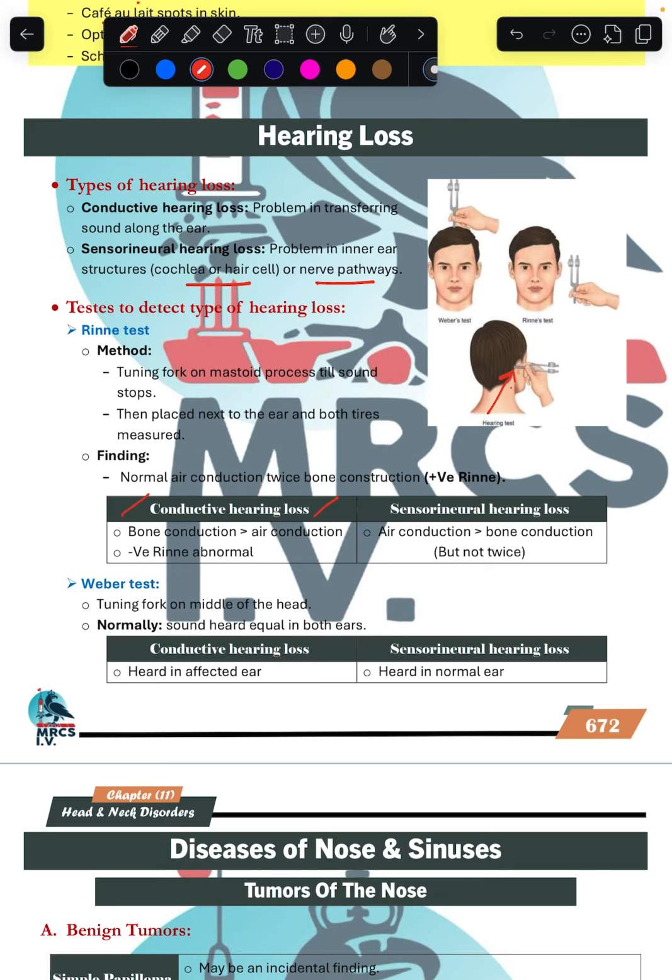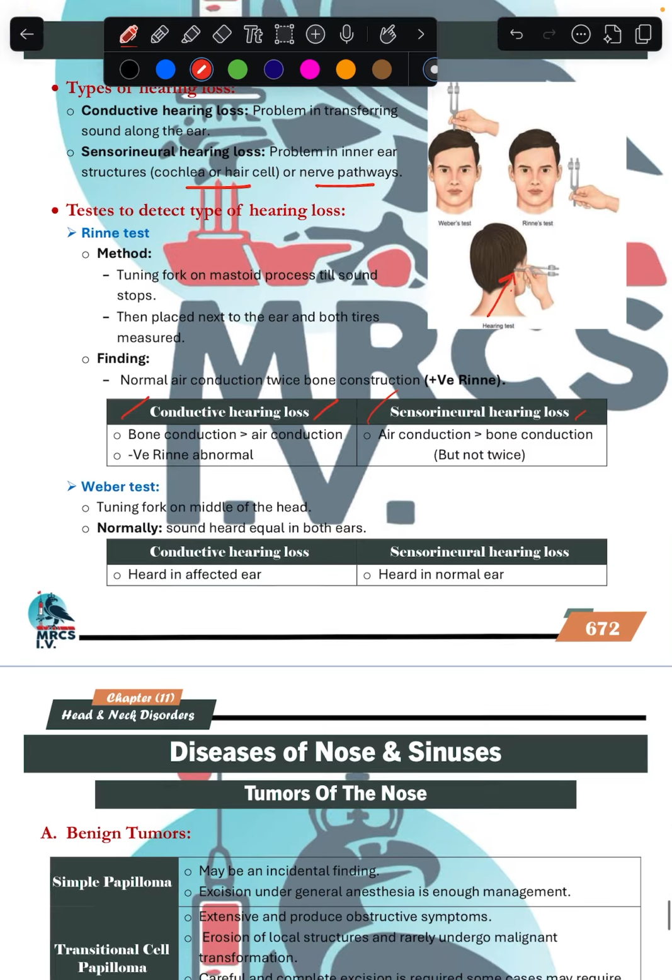While if the nerve pathways are deaf, air conduction is more than bone conduction, but it should not be twice. Just to simplify: the greater the bone conduction, the more it is conductive hearing loss. The greater the air conduction, the more it is sensorineural hearing loss.